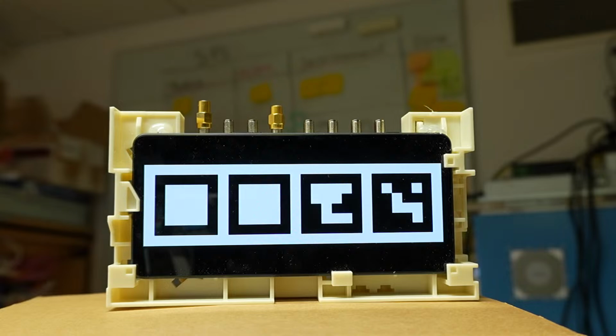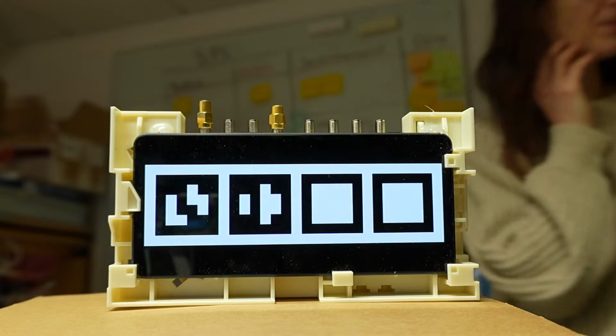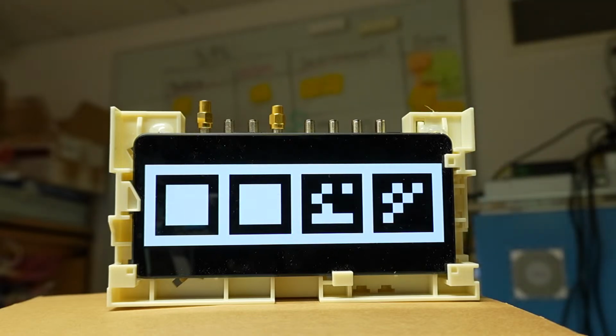So it seems like it doesn't like this. I don't know why. It could even be just some kind of glare on it. But yeah, I mean, we could try it.